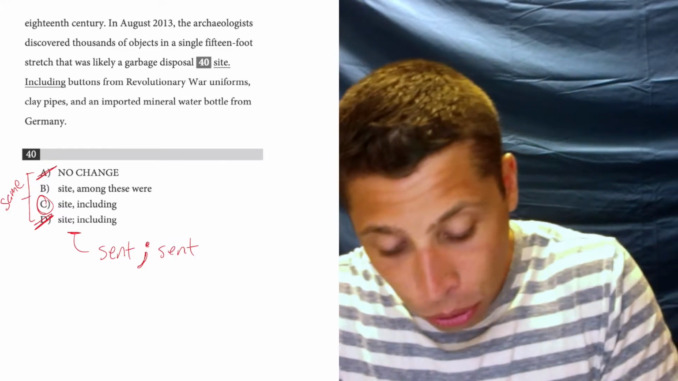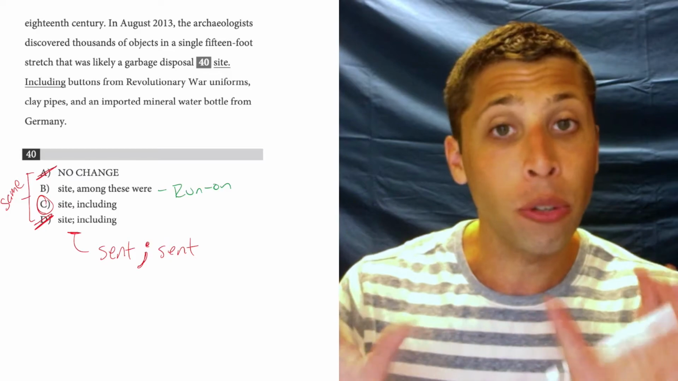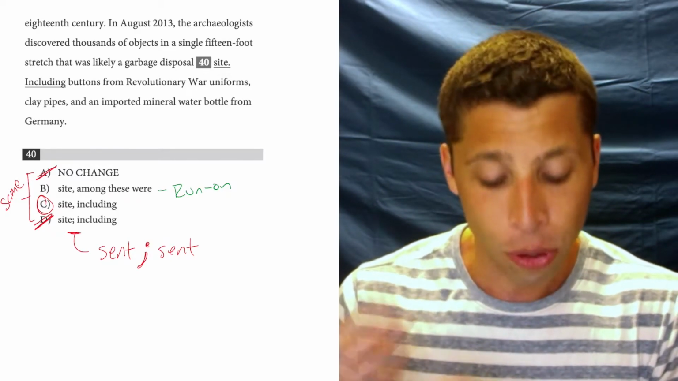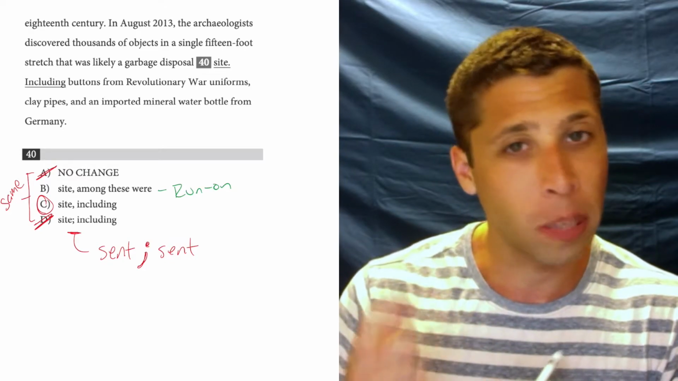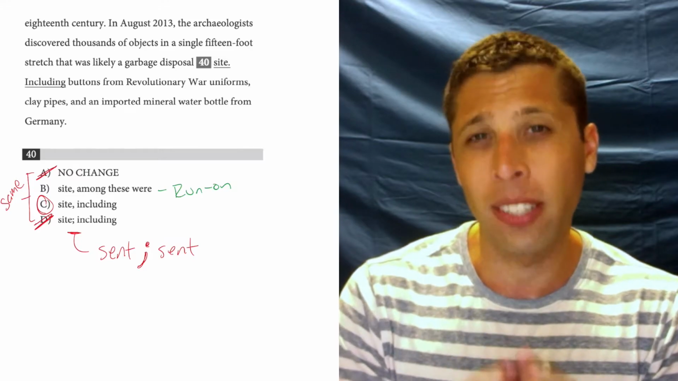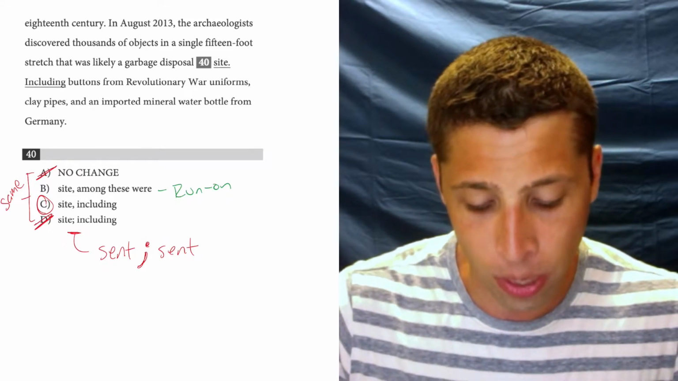B is going to create a run-on sentence, which is when we take two complete sentences and we join them together with just a comma. And so you want to get good at noticing this because there are going to be places where it's a little harder and you really want to strengthen this skill as much as you can. So why is it two complete sentences? Let's see what we have here.